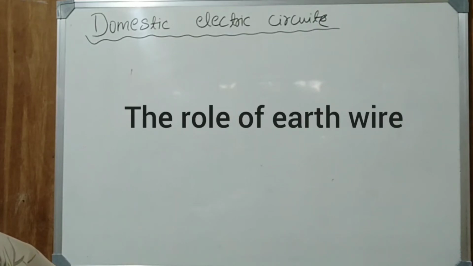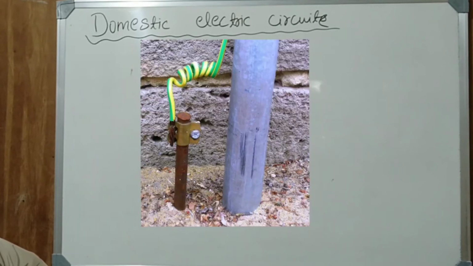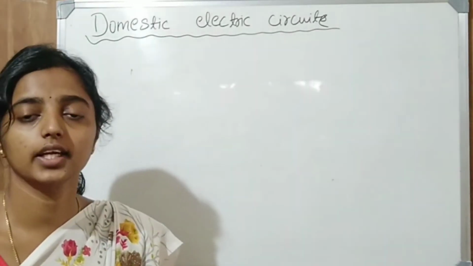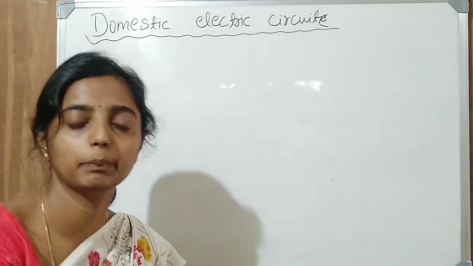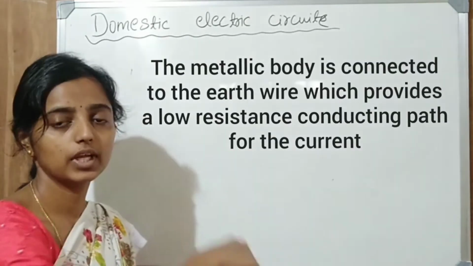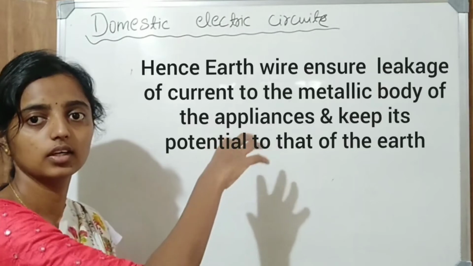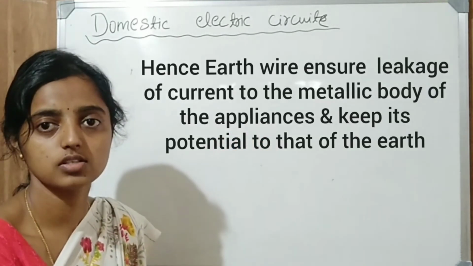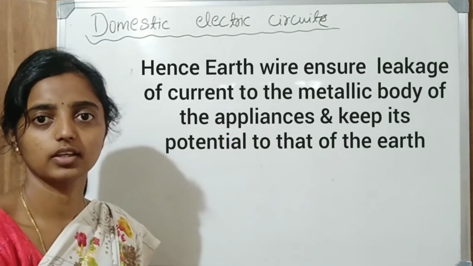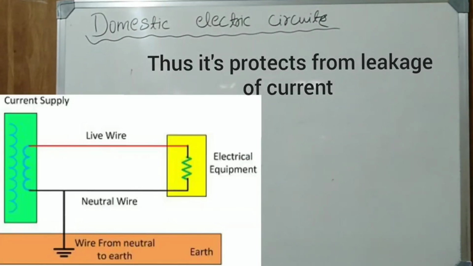The earth wire, which has insulation of green color, is usually connected to a metal plate deep in the earth near the house. See what I told here? It is connected to a metal plate deep in the earth. So it completes the circuit, and the leakage of current passes through the earth wire to the ground. This is how it protects us from shock.